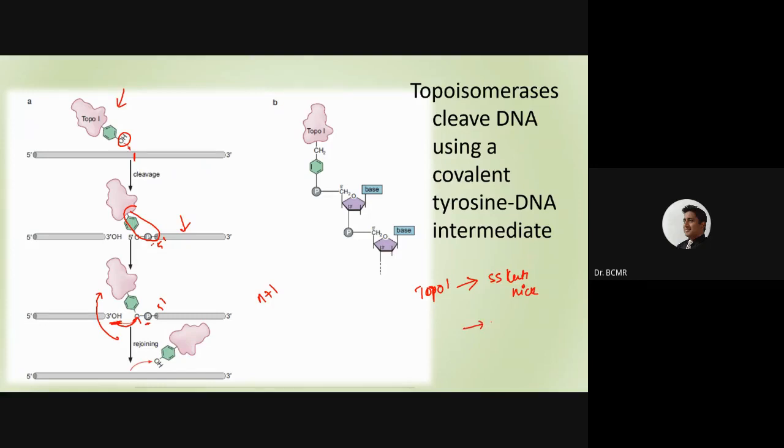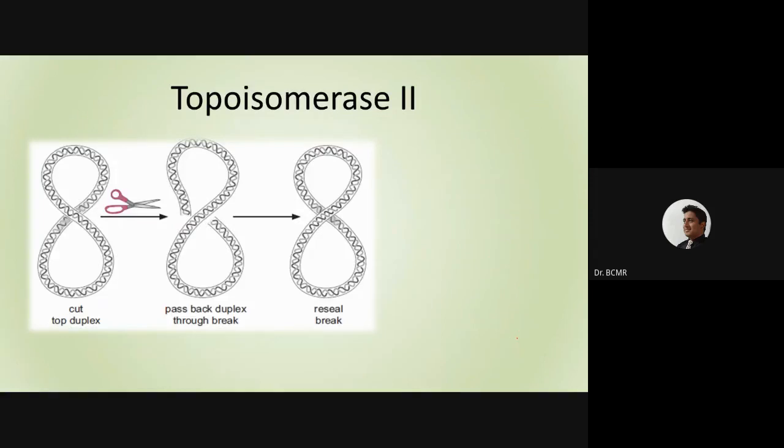Second thing is they increase the twist by steps of 1 because they are making single strand cuts. The third one is that there is no requirement for ATP. Okay, these are the 3 things that you would want to remember in case of topoisomerase 1. And then topoisomerase 2 will become much easier.